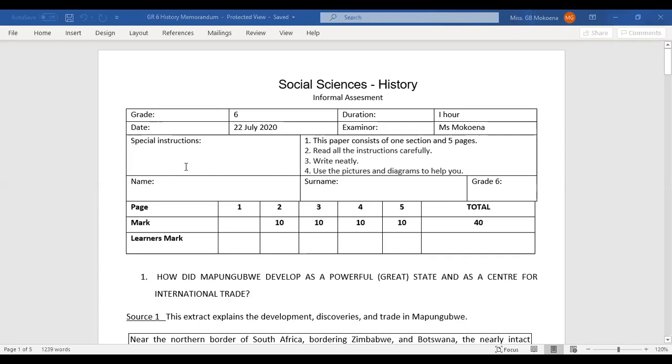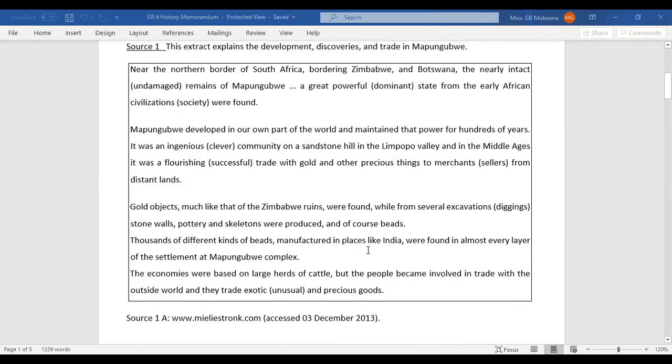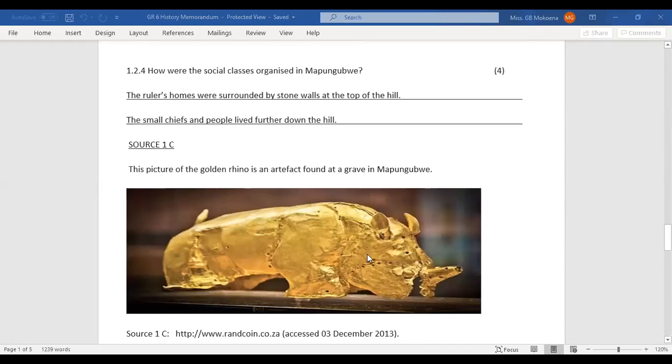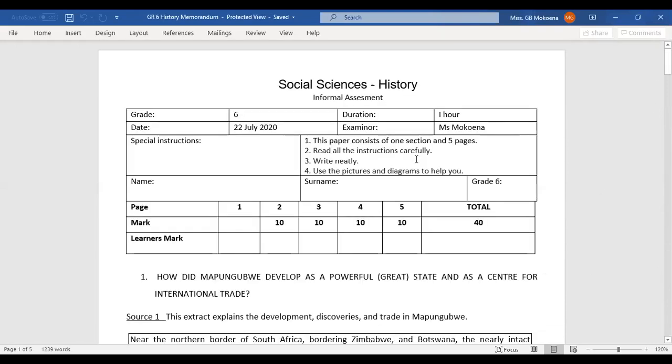So it's very important that you guys read the instructions carefully, okay? Because next time I'm going to say, don't answer all the questions, and then you answer all the questions. So you see, reading instructions is very important, okay? So instruction number 1 says, this paper consists of 1 section and 5 pages. As you can see here, it's 1 of 5, which means my paper has 5 pages. You need to check that before you answer, okay? And then read all the instructions carefully. Write neatly, okay? And then use the pictures, diagrams and sources to help you answer the questions.